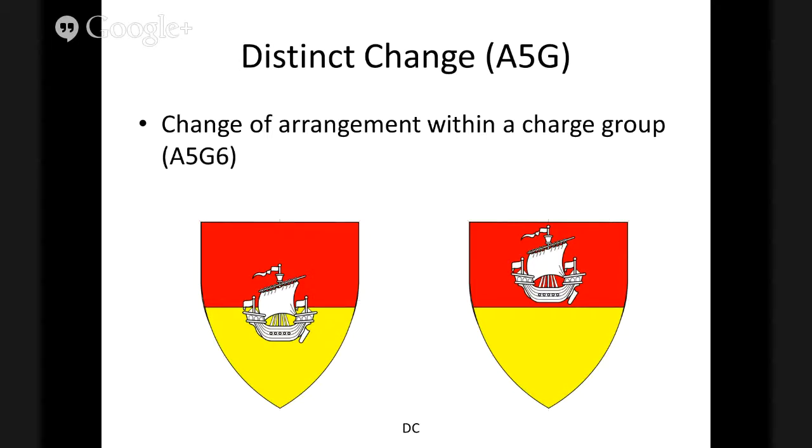Per pale gules and a ship argent. Yeah. Can the ship be there in the middle, sitting halfway on the oar? Sure, yes, it's a neutral field. Considered a neutral field. Yeah. Now blazon the one on the right.